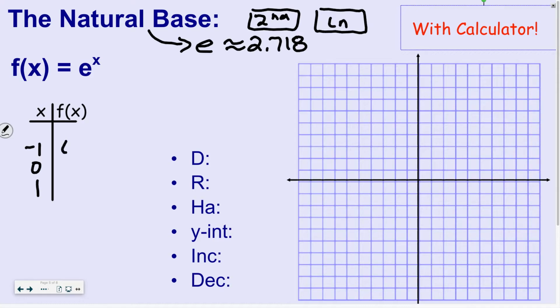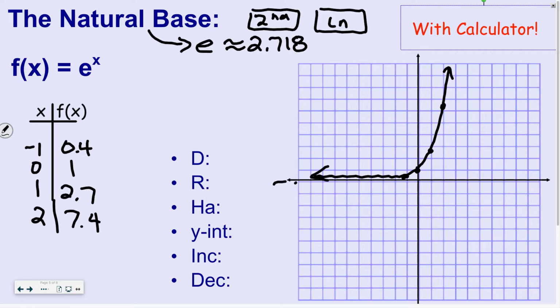What is it? 0.4, 1, and 2.7. Will somebody tell me what it is at 2.7? 3, 8, and 1. Okay, so I'm going to say 7.4. And then if you have that table, you can just plot those points. You pick as many points as you want. Okay, so I'm going to plot those real fast. 2.7, 7.4. And so we know the horizontal asymptote is at y equals 0.